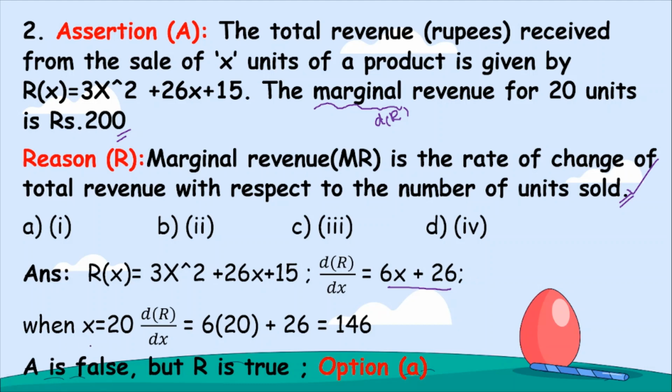At x equal to 20, a unit of 20. So x equal to 20, apply in place of x 20. So 6 twos are 12, 120. 120 plus 26 is 146. But in the assertion, they gave it as 200. Actually, it is 146. So the assertion is false. When the assertion is false, reason is true, we go for option D. Whenever the assertion is false, we go for option D.